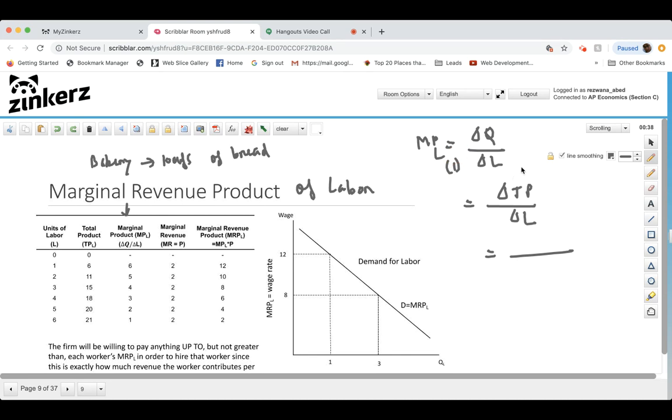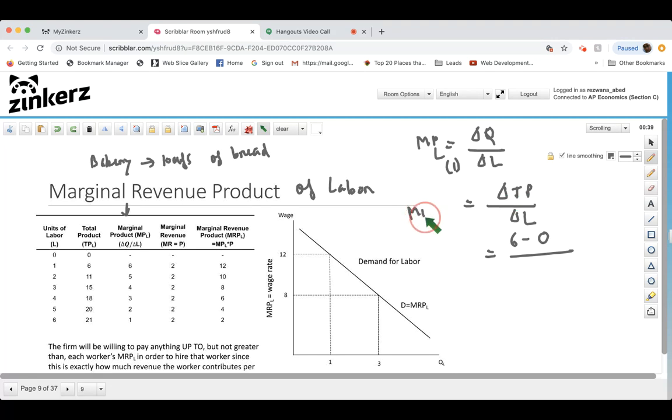What is the change in total product when I hired that first worker? The first worker produced six total products, six loaves of bread. The worker before him, when there were zero workers, there were no loaves of bread produced. So 6 minus 0 is the change in total product.